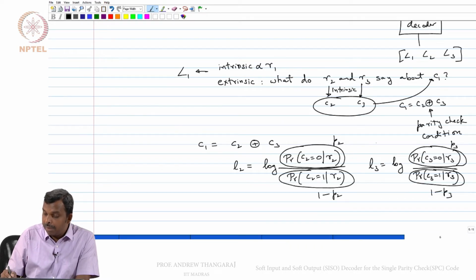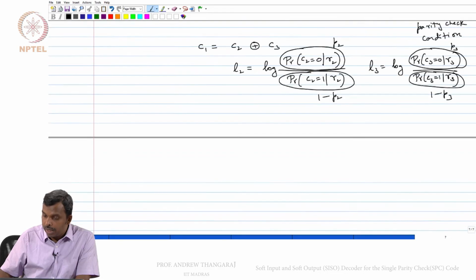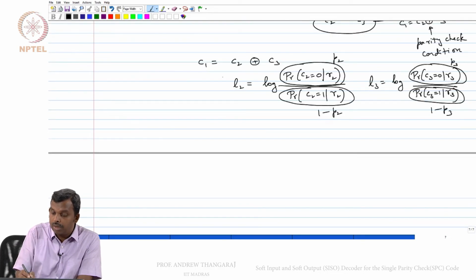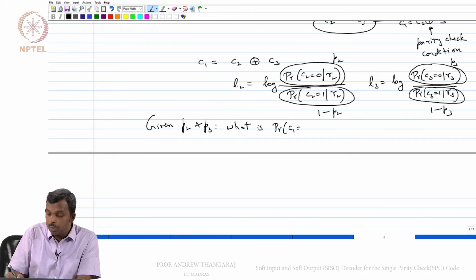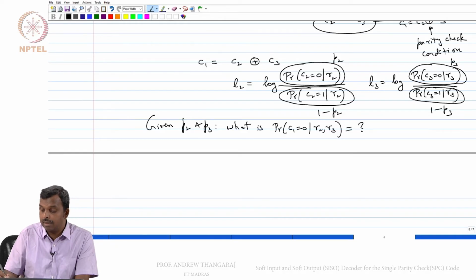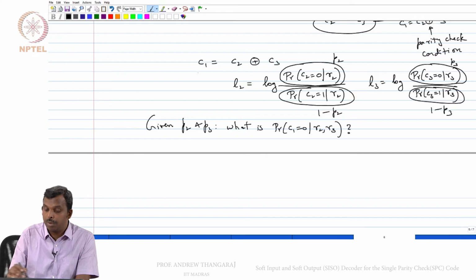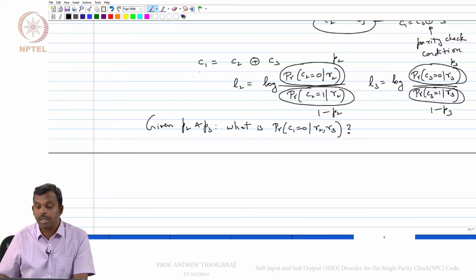So, given P2 and P3, what is P1? That's the extrinsic. How do I compute P1? Given these two, P2 and P3, what is the probability of C1 equals 0, let us say, given R2, R3? That is the main question here. If I can figure out from P2 and P3 what this probability of C1 equals 0 will be, I would be done.